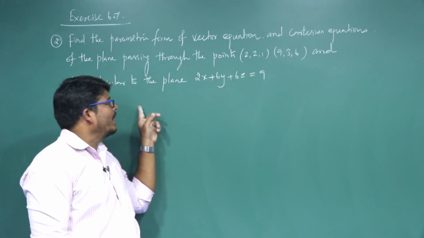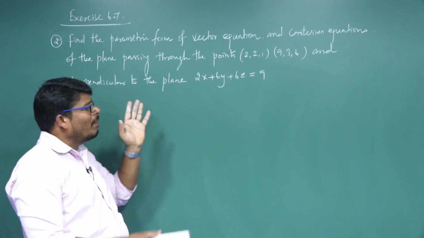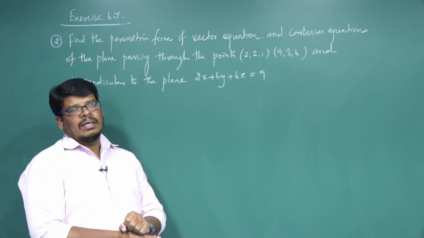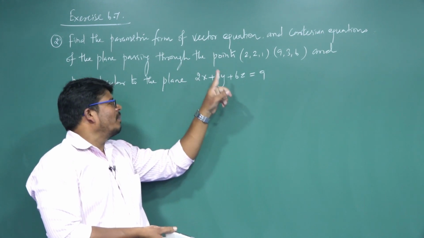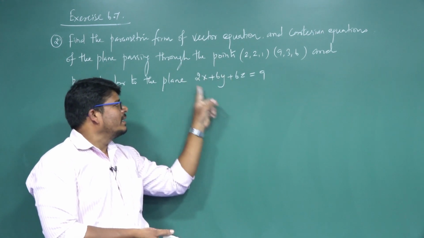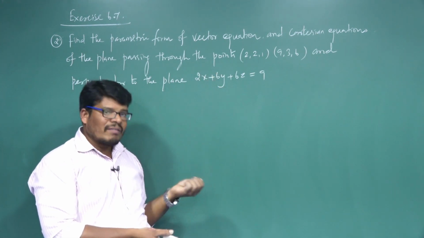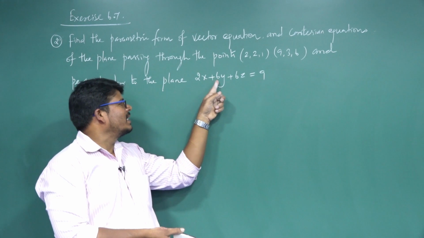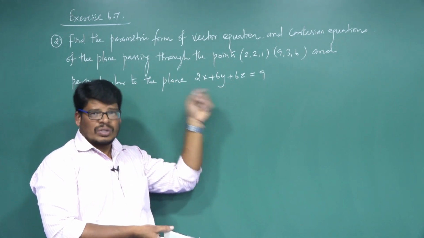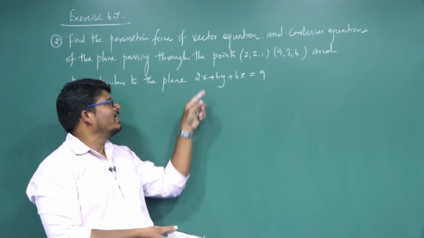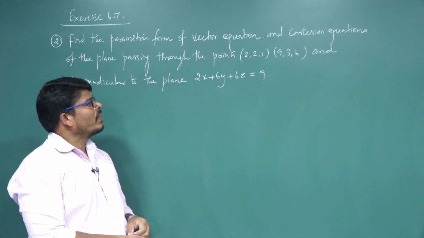And perpendicular to the plane. Perpendicular to the plane means parallel to the line. Now I am taking 2x + 6y + 6z = 9, that is the equation of the plane. Now writing here, the perpendicular vector is 2i vector + 6j vector + 6k vector. The perpendicular vector is also a parallel vector: 2i + 6j + 6k is the parallel vector.